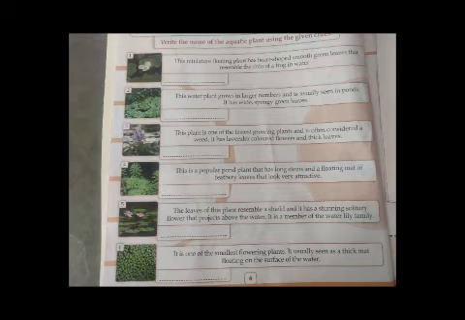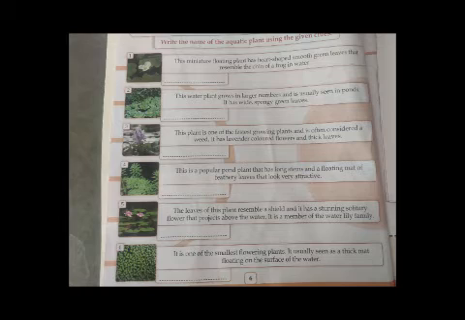This water plant grows in large numbers and is usually seen in ponds. It has wide spongy green leaves. The water plant is called water lettuce. So the second answer is water lettuce.